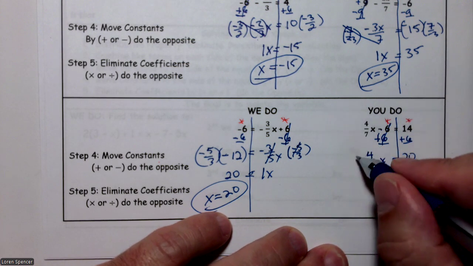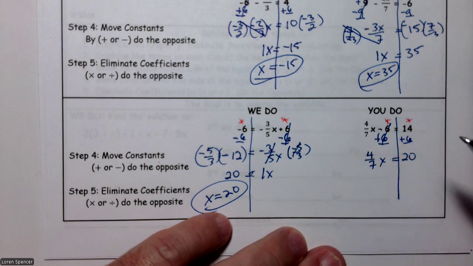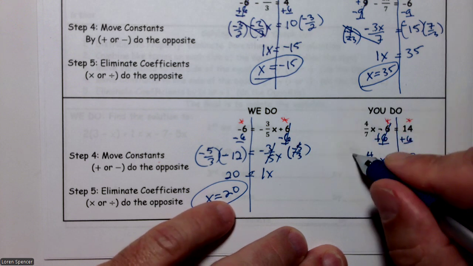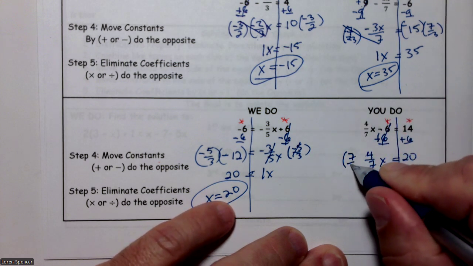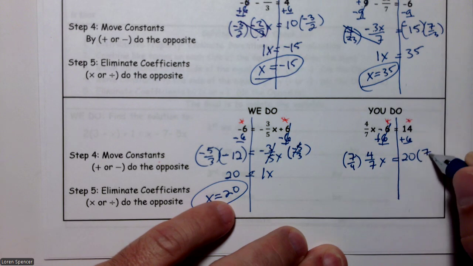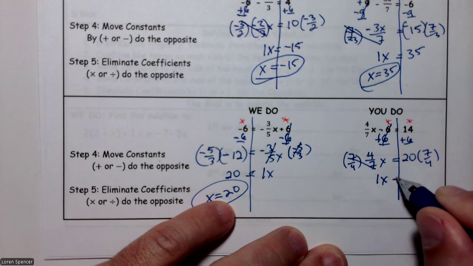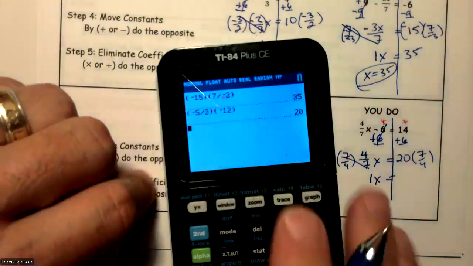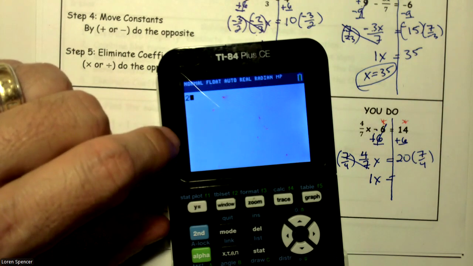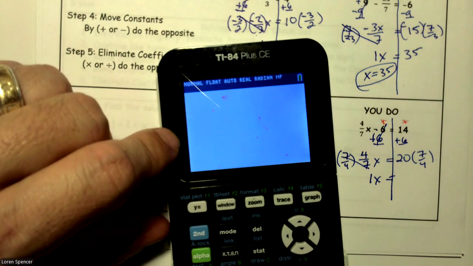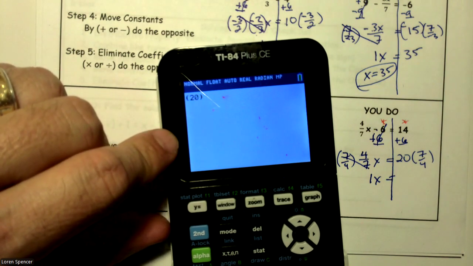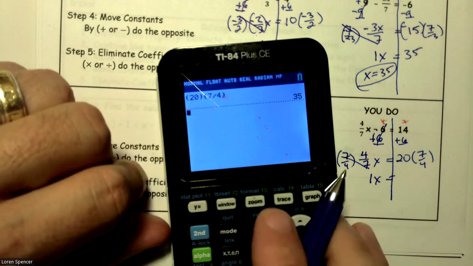This is multiplying, so I need to undo multiplication by division, and it's a fraction. So dividing fractions, easy as pie, flip it and multiply. So we're going to flip it and multiply. That gives me 1x. Oops. I want to be consistent and keep using parentheses. And I get 35.